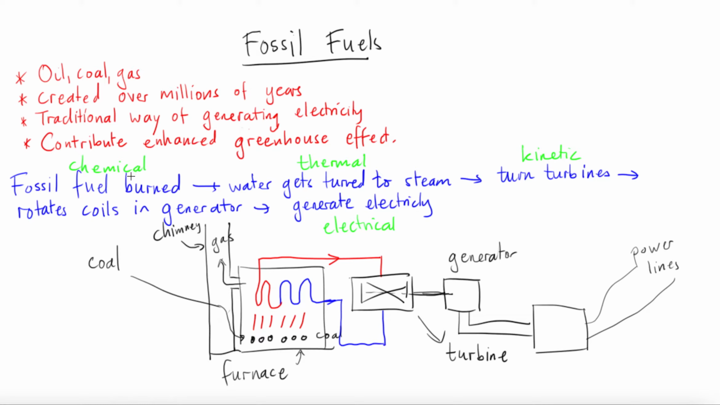The energy changes which are going on there are chemical to thermal to kinetic to electrical, where you have the fossil fuel being burned, water getting turned to steam, which turns turbines, rotating coils in a generator to generate electricity. And there are significant losses. Often a coal-fired power station is about 40% efficient. This is a very simple schematic of a fossil fuel power station.